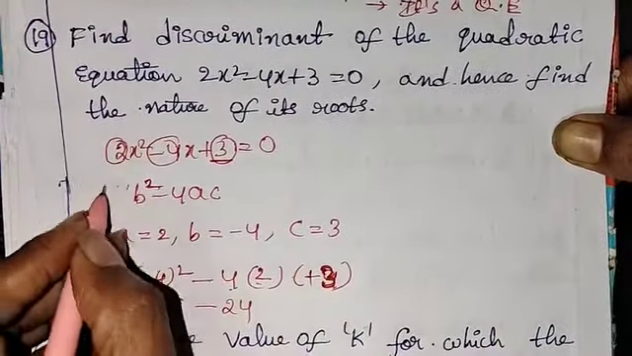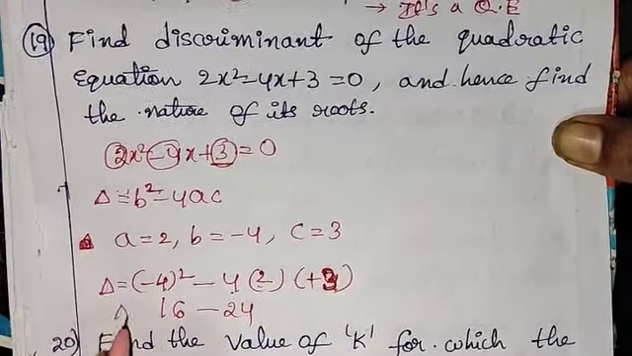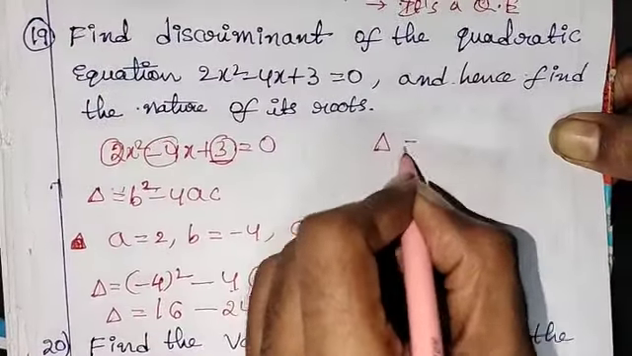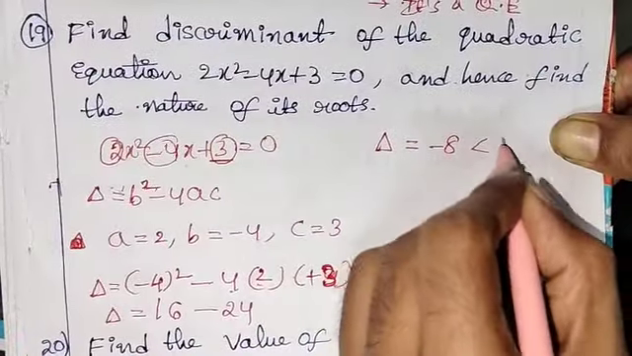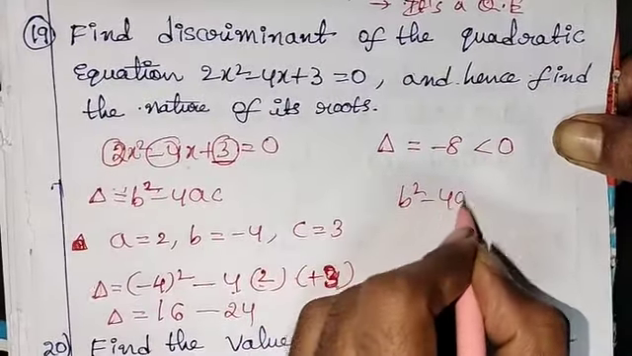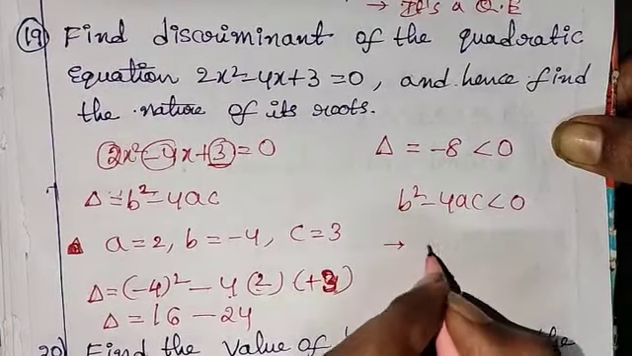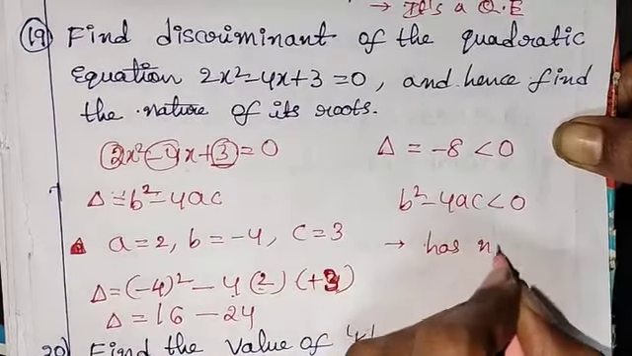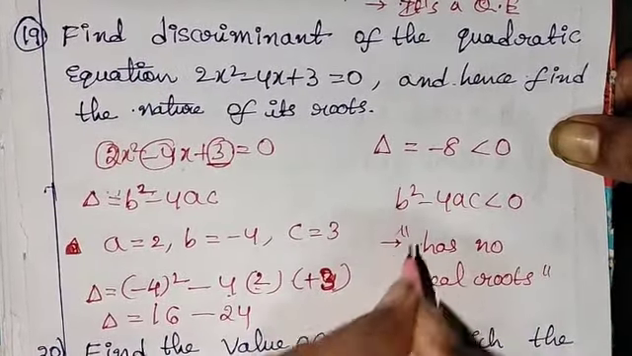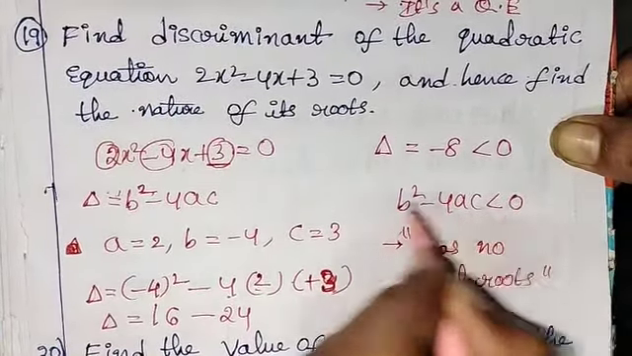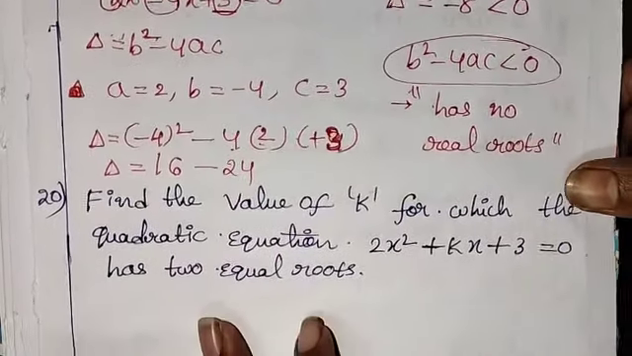Now what is the value? Discriminant is denoted by delta or D. So what is the value of discriminant? Delta is equal to 16 minus 24, which is minus 8. So here delta is less than 0. It means b square minus 4ac is less than 0. Therefore the given quadratic equation has no real roots. So here discriminant is less than 0, so the quadratic equation has no real roots.